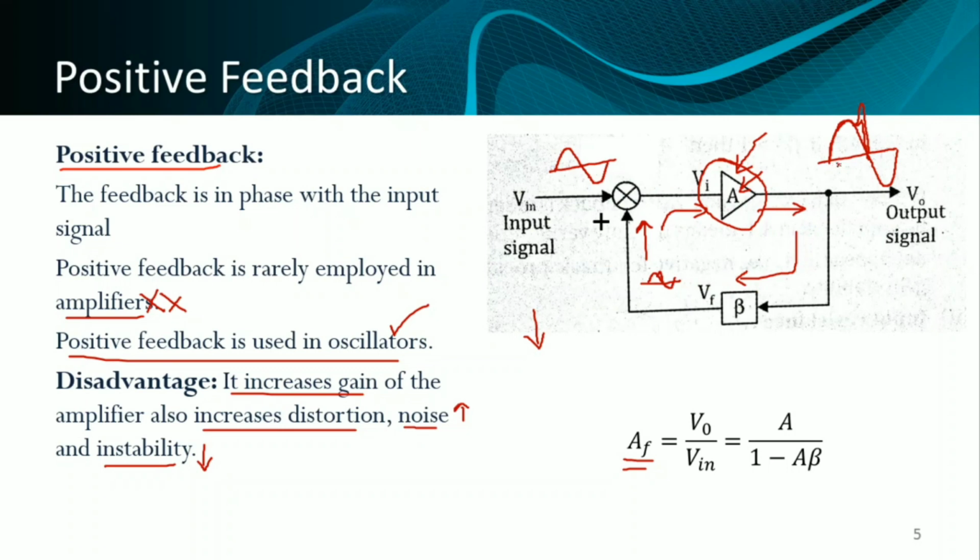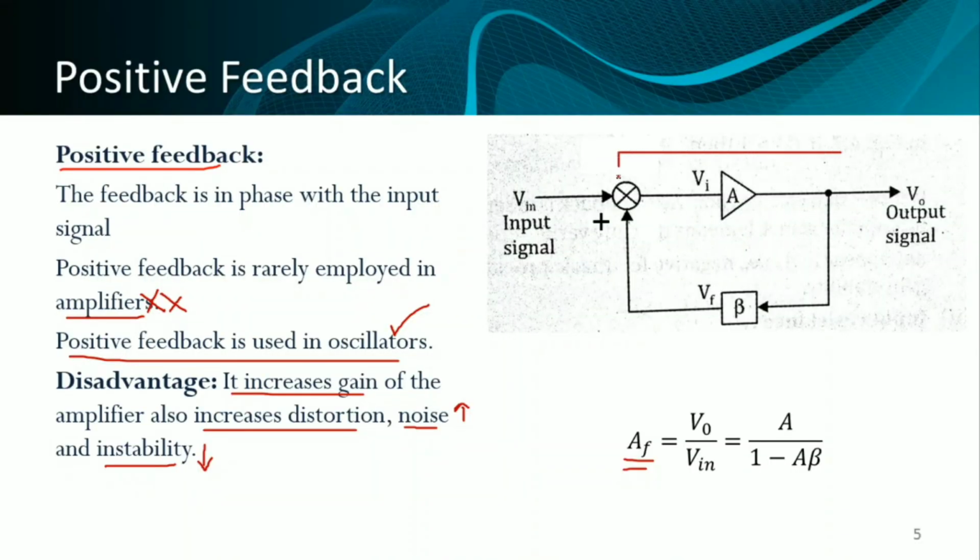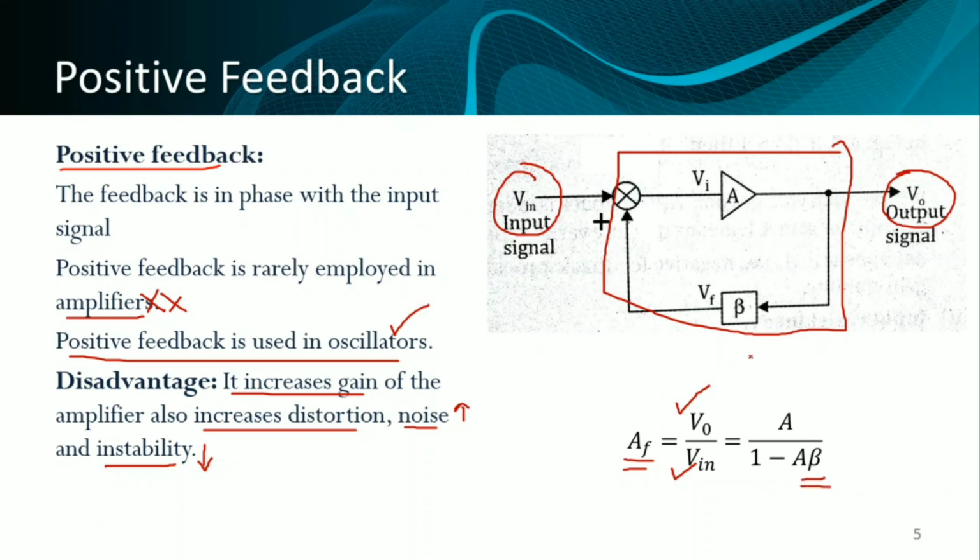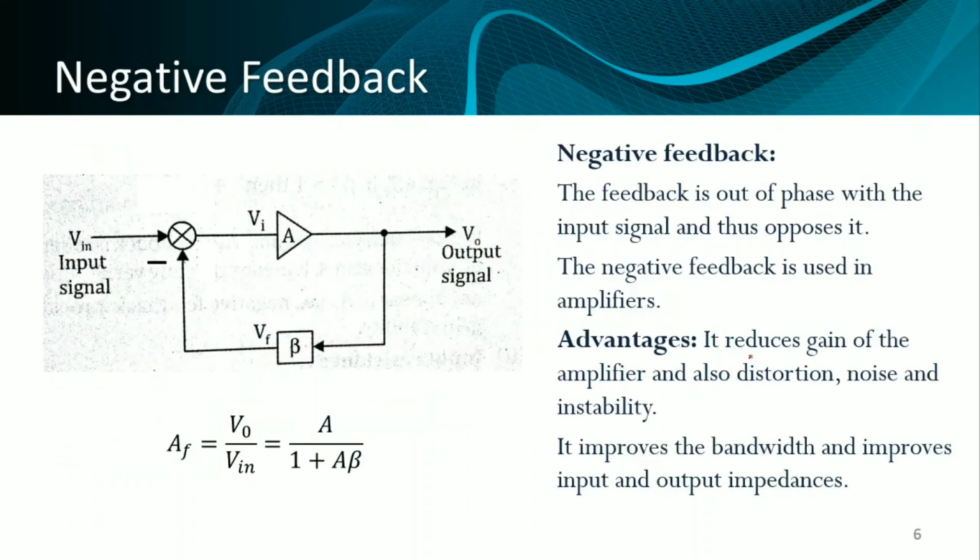If this is a complete system, what is the input for this? Vin. What is the output for this? Vout. So closed loop gain is Vout divided by Vin. Its value is equal to A divided by 1 minus A into beta. What is beta? Beta is the feedback factor.